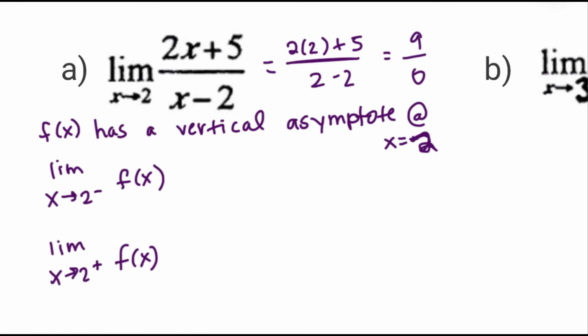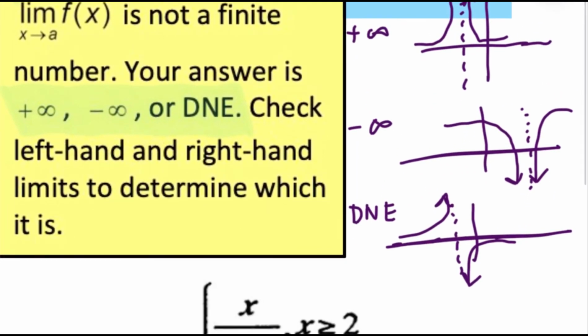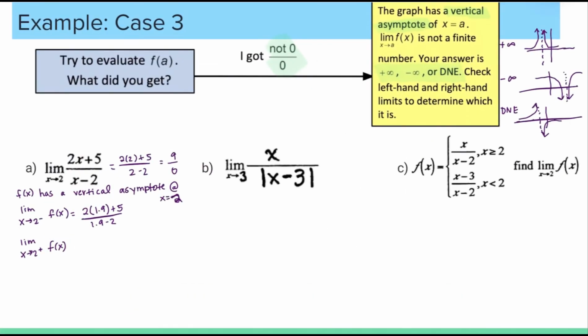Okay. So the limit as x approaches 2 from the left, basically I can just plug in a number that's smaller than 2, but still really close to 2. So I can plug in like 1.9. Like that. And basically I just need to know, is this number going to be positive or negative? Because all I care about is is it going up or is it going down? Right? I just care about the direction that it's going.